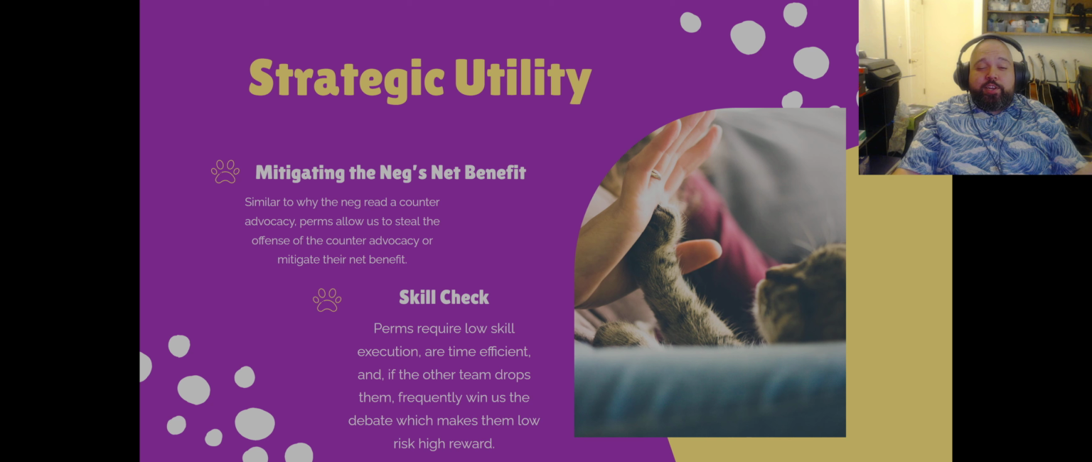Second is just to skill check your opponent. Perms are incredibly easy to read, even if you're doing them properly. They're still very time efficient. They are in no risk position in that you will, as far as I'm aware, pretty much never lose the debate because you read a permutation, other than if it took you too much time. And if the other team doesn't respond to them, you just kind of win the debate in a lot of instances, assuming they have an unconditional advocacy. And so they're very low risk, incredibly high reward.